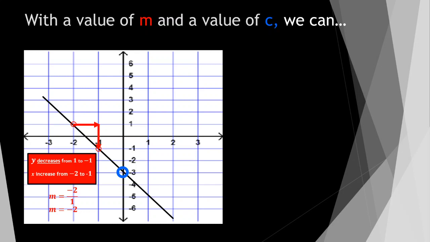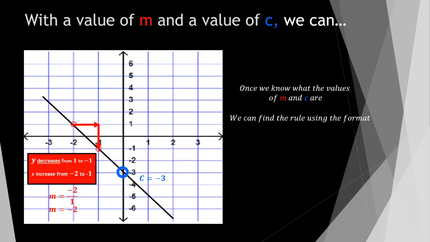Now the c value is pretty much the easier one. All you need to do is look for where the line hits the y-axis. Okay, and here we have the y-axis being hit at -3. So c is -3. Once we know what the values of m and c are, we can find the rule using the format mx plus c, or y equals mx plus c.